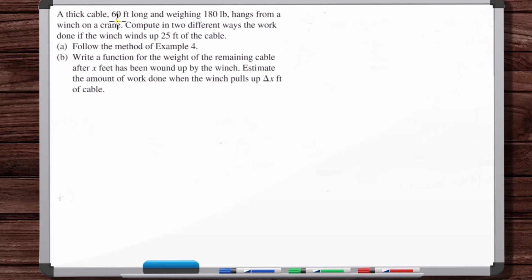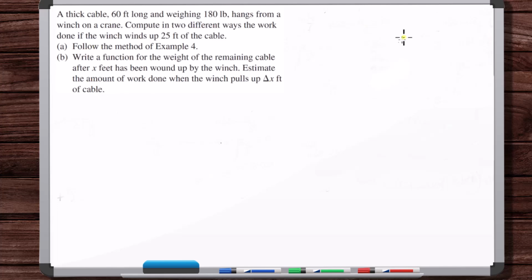A thick cable, 60 feet long and weighing 180 pounds, hangs from a winch on a crane. Compute in two different ways the work done if the winch winds up 25 feet of the cable. So the first, we're going to follow the method of example 4, and then second, we're going to use this method here where we write a function for the weight of the remaining cable after x feet has been wound up by the winch. Estimate the amount of work done when the winch pulls up delta x feet of cable.